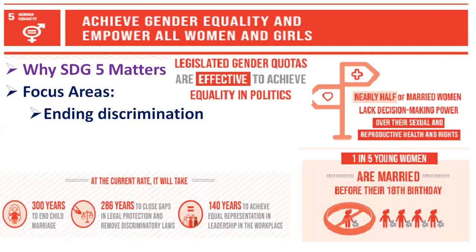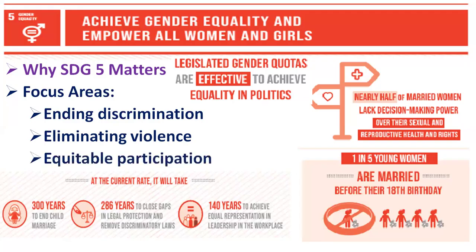Then eliminating violence against women and girls: address all forms of violence, including domestic violence, sexual harassment, human trafficking, and harmful practices like child marriage and female genital mutilation. Strengthen legal protections and support systems for survivors of violence. Ensure full participation of women in leadership roles in political, economic, and public life, giving equitable participation.